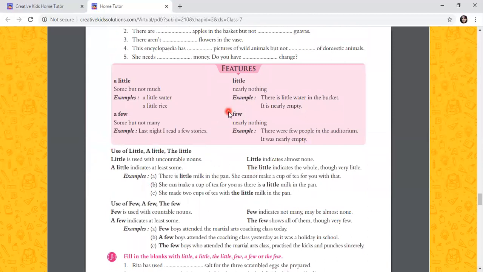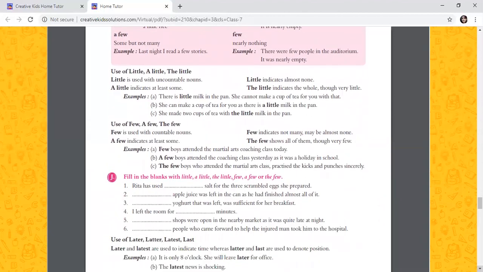Then some of the characteristics here: a little, some but not much. Little is nearly nothing. A few, some but not many. Few, nearly nothing. Use of little, a little, the little. Here, little is used with the uncountable noun. Little indicates almost none. A little indicates at least some. The little indicates the whole, though very little.